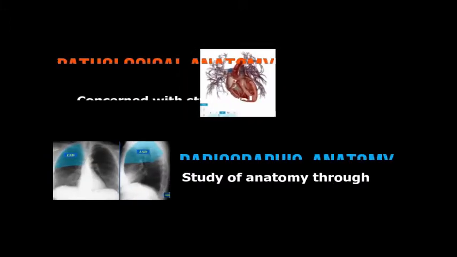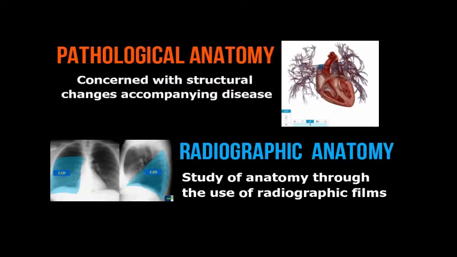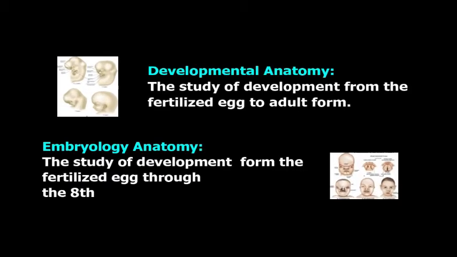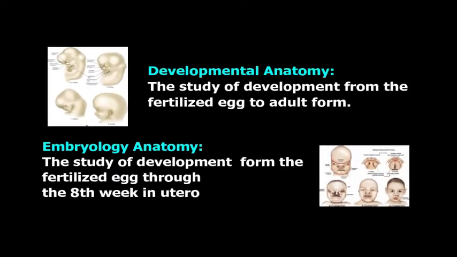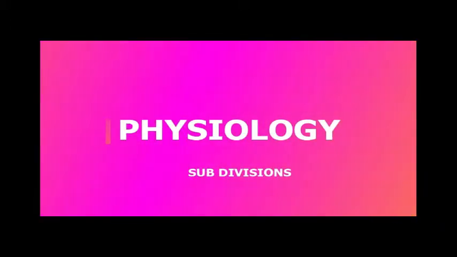Pathological anatomy is concerned with structural changes accompanying diseases. Radiographic anatomy is the study of anatomy through the use of radiographic films. Developmental anatomy is the study of development from the fertilized egg to adult form. Embryology is the study of development from the fertilized egg through the 8th week in utero.